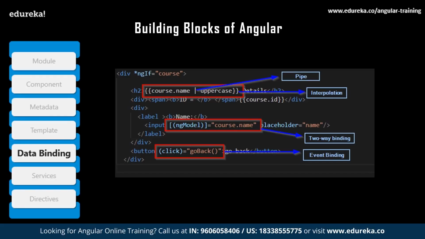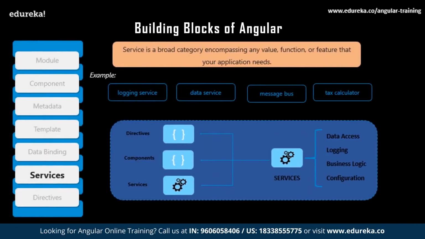So now moving on towards the next building blocks, which is services. A service is a broad category that encircles values, functions, or features that are required by an application. Service classes have a narrow and well-defined purpose. Components are differentiated from services in Angular so as to increase the modularity and reusability of your code. Separating the component's view-related functionality and other kinds of processing will make your component classes lean and efficient.